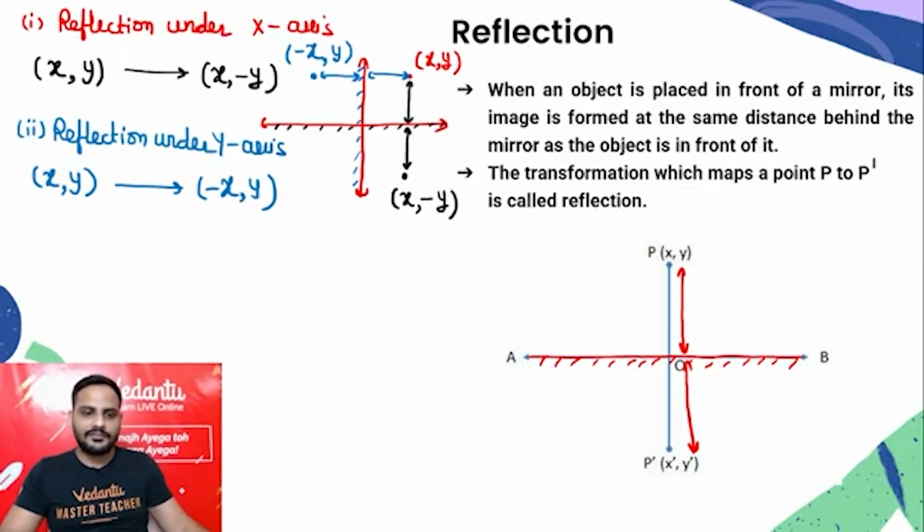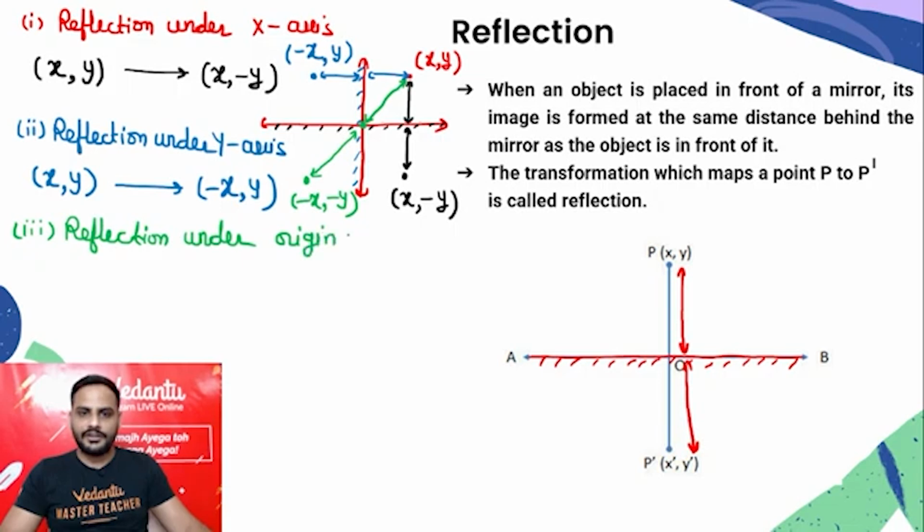The last one is the reflection under the origin. If I choose this origin as my mirror, the distance between the point and the mirror is this much, so the image will also be at the same distance somewhere over here. This will be the image. Now you can see it has changed in the x coordinate and also the y coordinate. So for the reflection under the origin, a point (x, y) changes to (-x, -y).